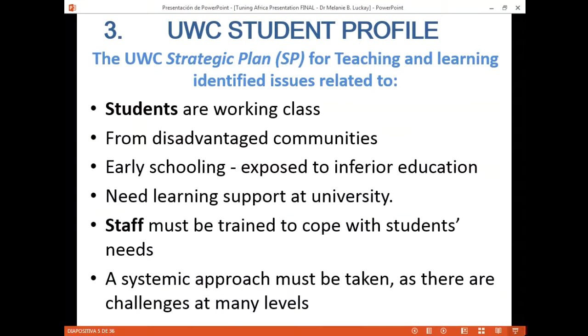Now, very importantly, we have to look at the profile of the type of student that we take in at UWC. The UWC has a strategic plan for teaching and learning. And from that document, they did a bit of research, and the evidence suggests that many of the students that we take in come from working class backgrounds. It's very likely that they come from disadvantaged communities. One might argue that throughout their schooling up until the last year, which we call their matriculation year or grade 12 year, they were exposed to inferior education.